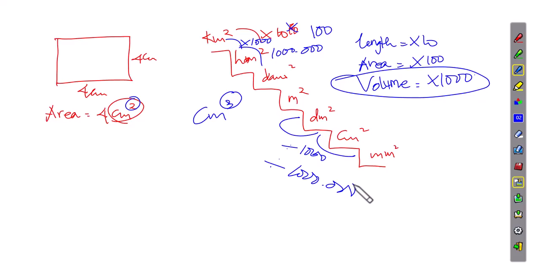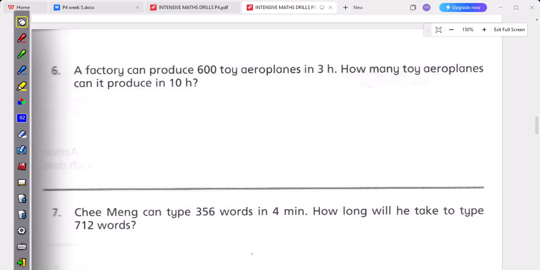The thing that you need to know is what is the unit you use in the word problem. For example, we will go to one question. Okay, now here we have the question about how to use the measurement or how to combine with another measurement. Here we have a question. A factory can produce 600 toy aeroplanes in 3 hours. How many toy aeroplanes can it produce in 10 hours? So this is talking about the measurement of time. They use the unit of time that is hour.